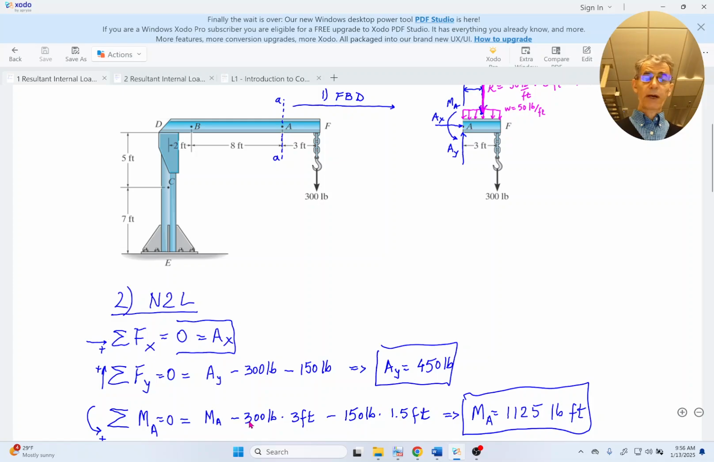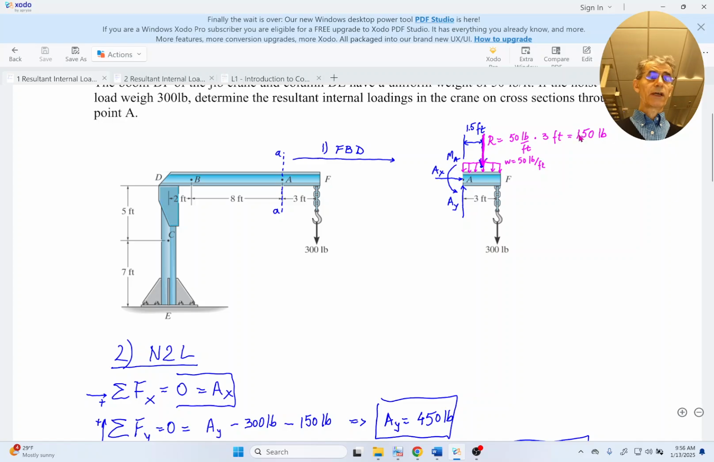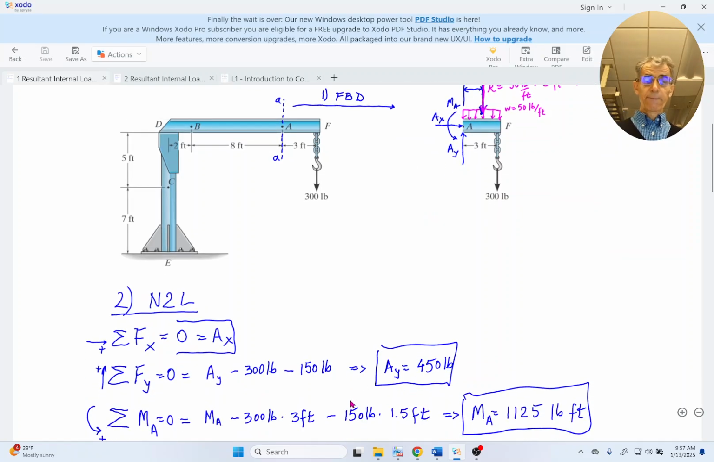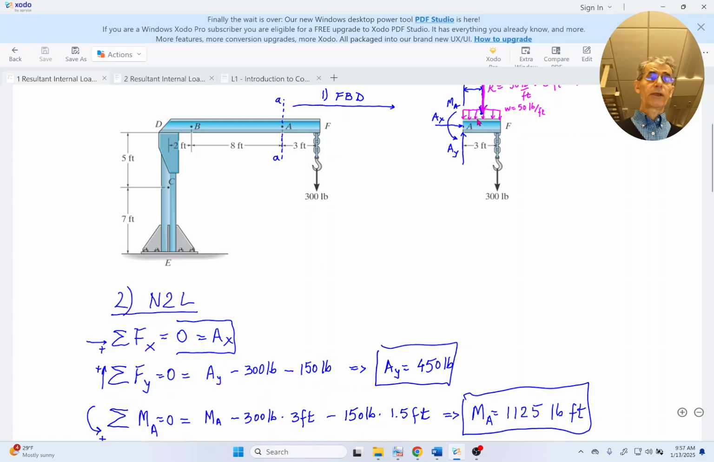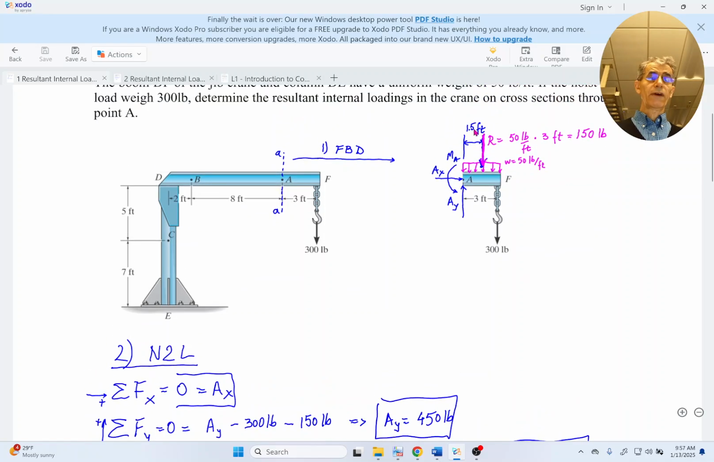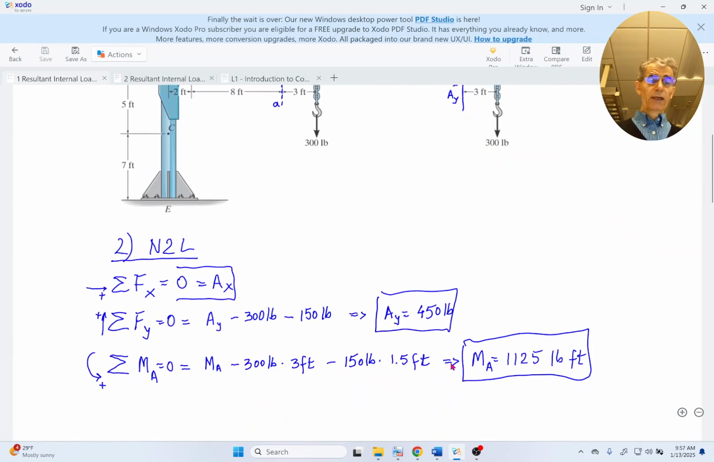So we subtract 300 pounds times the force arm, which is 3 feet. Then we have the other force of 150, again pulling downward, and it tends to rotate the beam segment in a clockwise direction, again negative with our selected positive direction. And the moment arm, the force arm, will be 1.5 feet. Again, very simple. We can calculate the moment at point A when we solve for it.